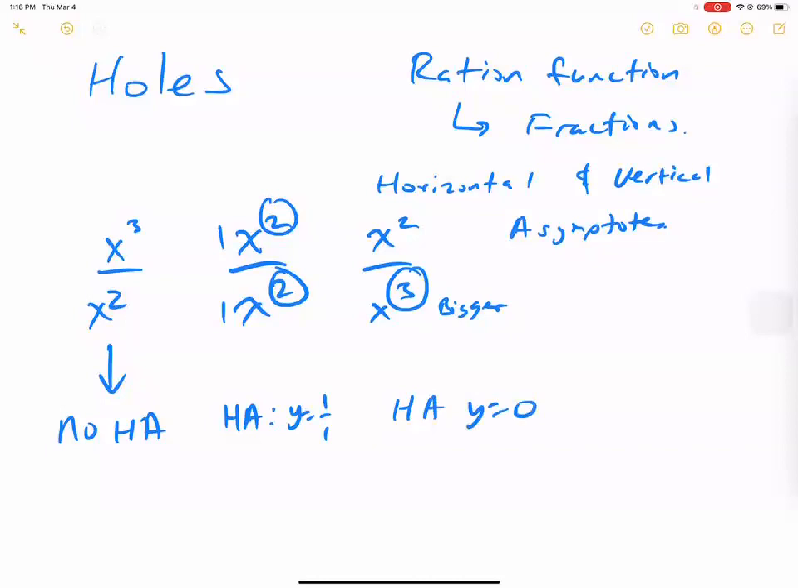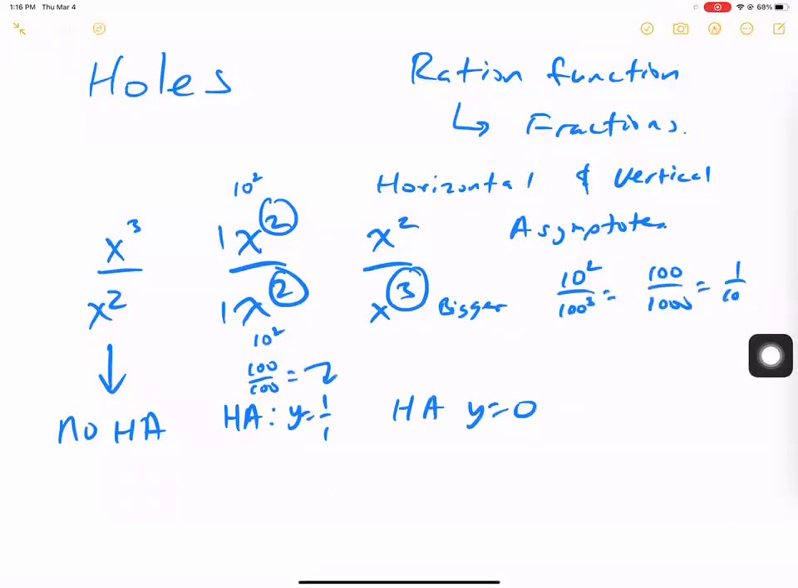If I say x is 10, what's 10 squared over 10 squared? That's 100 over 100, which is 1. But what's 10 squared over 10 cubed? That's 100 over 1000, which is 1 over 10, a small number. And as x gets larger, if I say 100 squared over 100 cubed, it becomes even smaller. So as x gets bigger, we get closer and closer to 0. Pretty much the bottom blows the top out of the water.